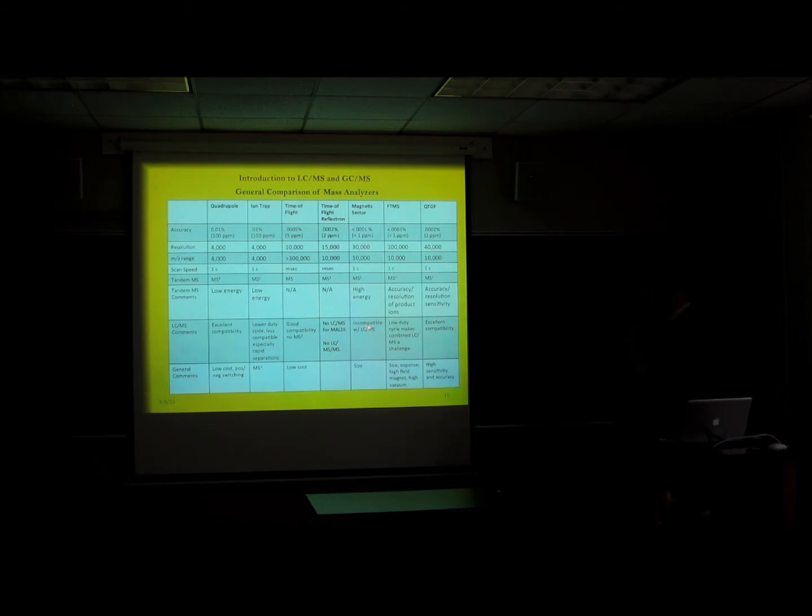Magnetic sectors obviously are incompatible with LCMS, because the ionization techniques that are compatible with magnetic sector instruments are vacuum ionization techniques.